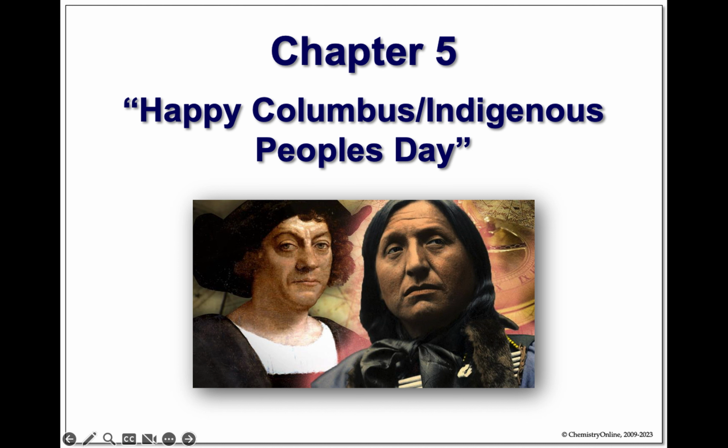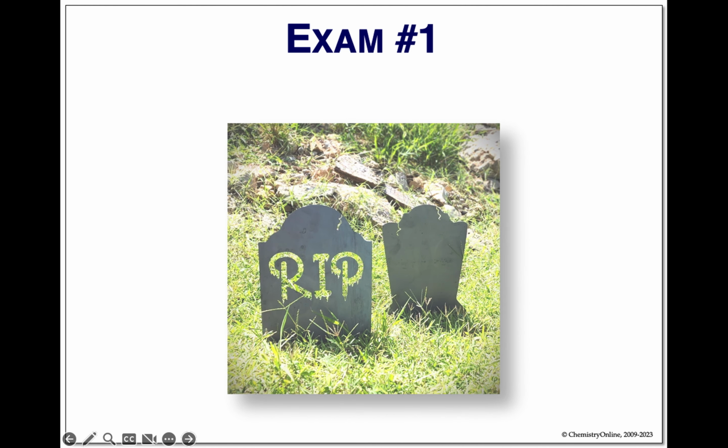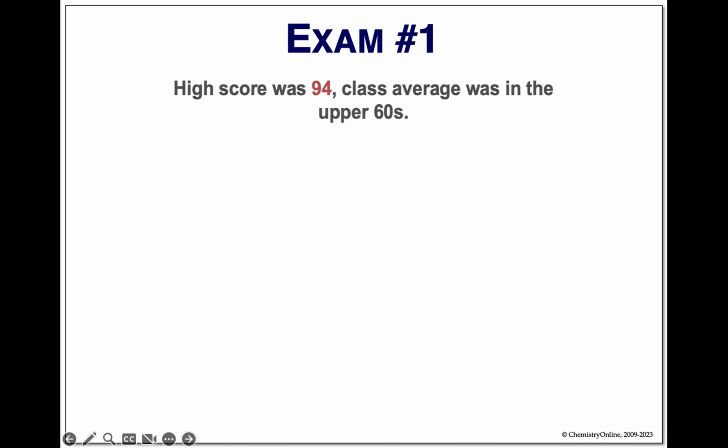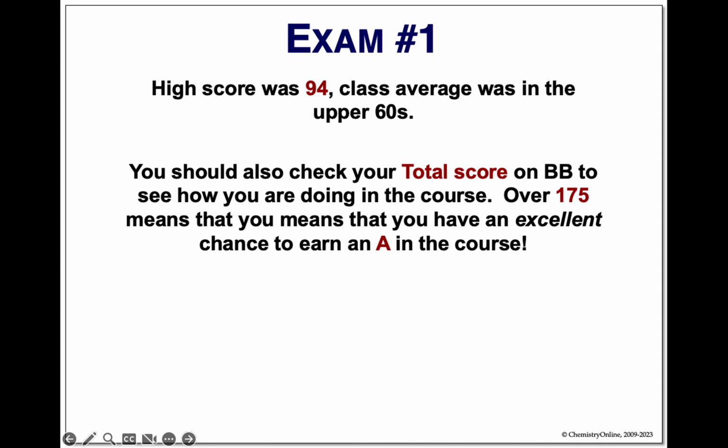Today we're going to do Chapter 5, but before we do Chapter 5, let's talk just a little bit about exam number 1. Exam number 1 wasn't that bad, actually. High score was 94, average in the upper 60s.